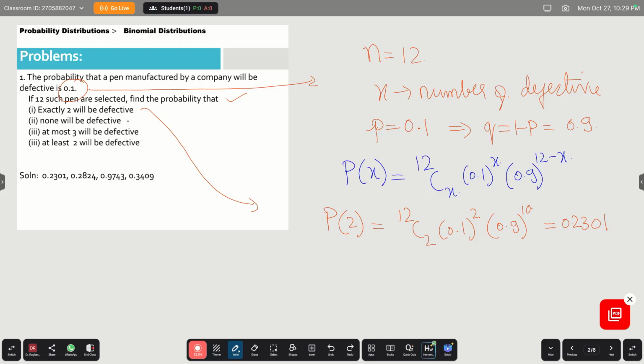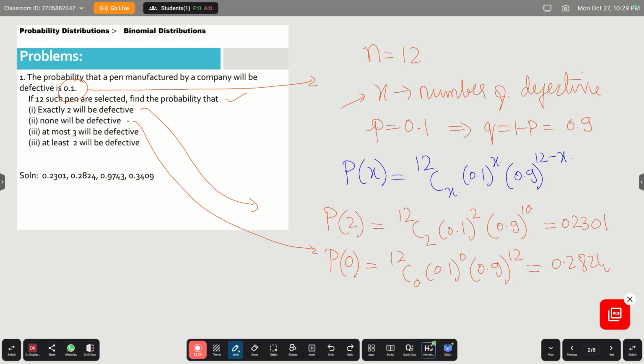Let me take the second question. None of them will be defective. So no pen will be defective. All the pens will be good. So probability of 0 defective. x is the number of defective and x is 0 here. So this will be 12C0, 0.1 power 0, and 0.9 power 12 minus 0 is 12, which is equal to 0.2824.